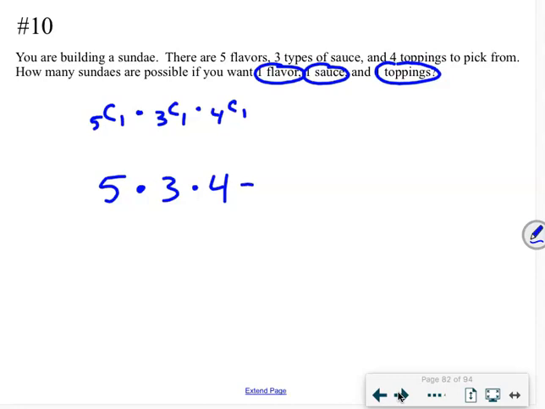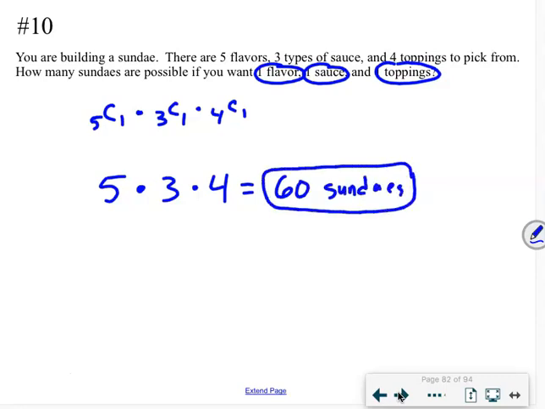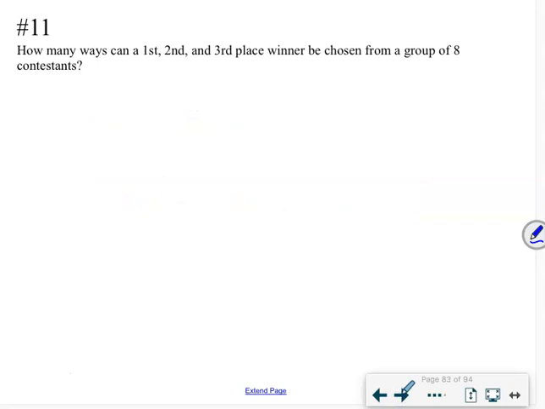4 choose 1 is 4. But there's only 60 sundaes you can make when you're picking 1 of each: 1 flavor, 1 sauce, 1 topping. Okay, we're halfway home. We're on the 11 now, and then there's 20 questions, so we've done exactly half.